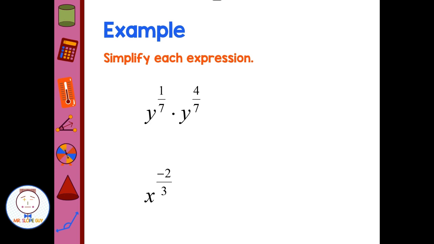So right here we're multiplying. Notice how the sign in between is a dot, meaning we're multiplying y to the 1/7 times y to the 4/7, and we multiply and have the same base, so we want to add the exponents. So I get y to the 1/7 plus 4/7 is y to the 5/7, and y to the 5/7 is equivalent to the 7th root of y to the 5th.